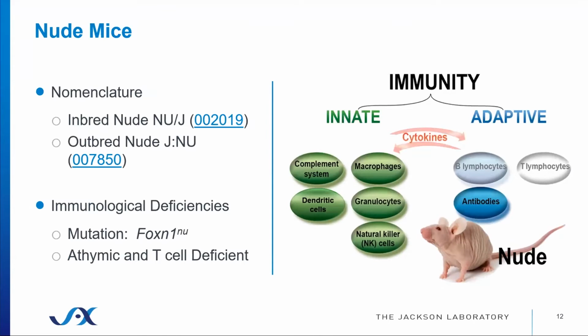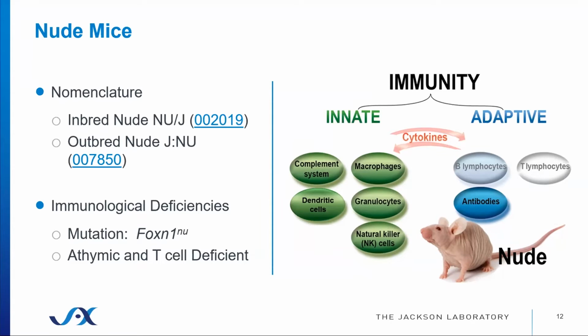Today, we're going to start with both the inbred and outbred nude mice. Historically, the classic xenograft model discovered in the 1960s was the nude mouse. The nude mutation is a spontaneous mutation in the FOXN1 gene. The FOXN1 gene encodes a transcription factor involved in patterning hair follicles, as well as in the thymus, which is the site of T cell development.